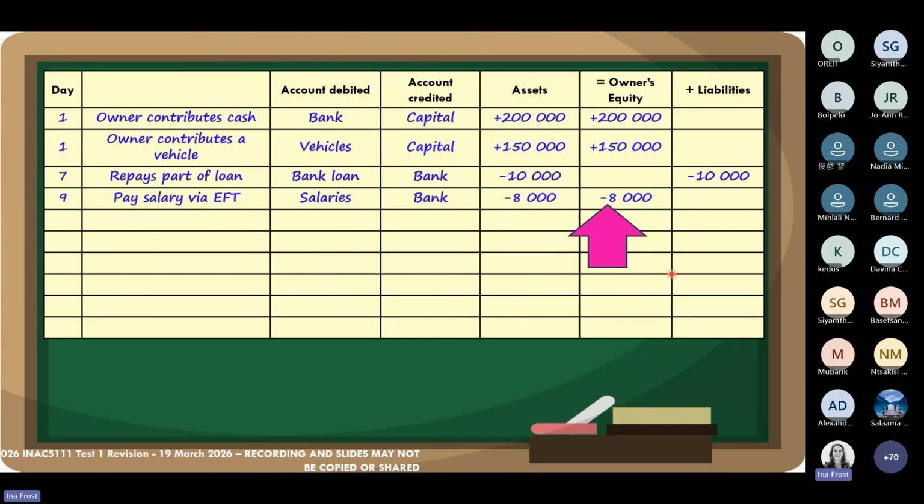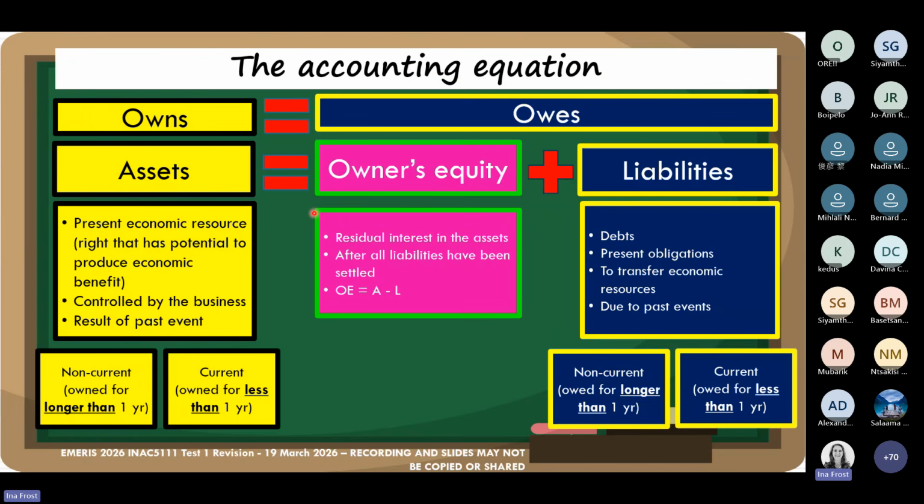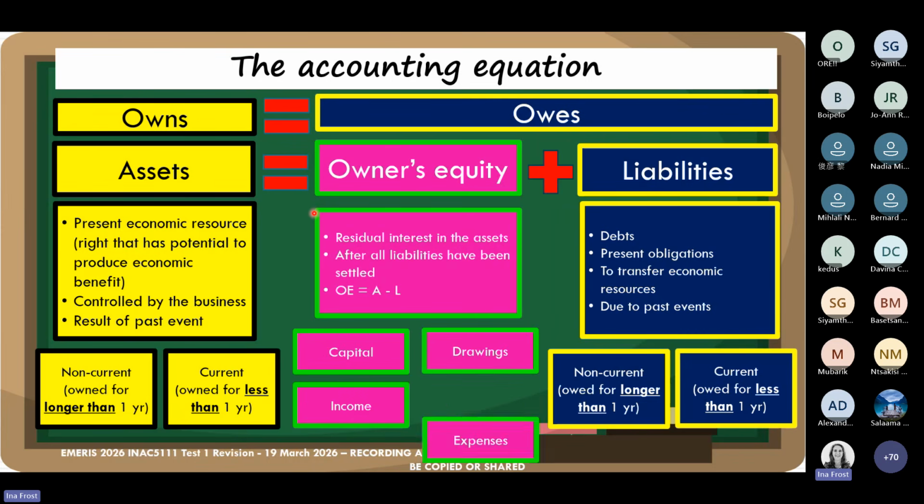Now, oftentimes students will ask, but why is the owner's equity decreasing if in fact my salaries are increasing? If that is a question that you have, then you must always think back to our accounting equation, and the fact that owner's equity has actually got these four components: capital, drawings, income, and expenses. And it is particularly around this expense that we are talking about now.